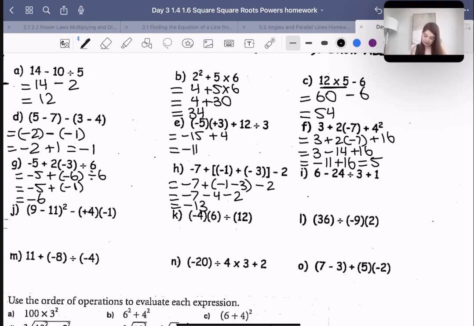Very good. Okay, let's do I. Are there any brackets? No. Are there any exponents? No. Is there any multiplication or division? Yes, there's 24 divided by 3, which is what? That's, I think, 8, is it? Yes, it's 8. So we have 6 minus 8 plus 1, and we don't have any other multiplication or division, just addition and subtraction now. So we just do it in the order it comes. So 6 minus 8 is negative 2. Negative 2 plus 1 is just negative 1. And there we have it.